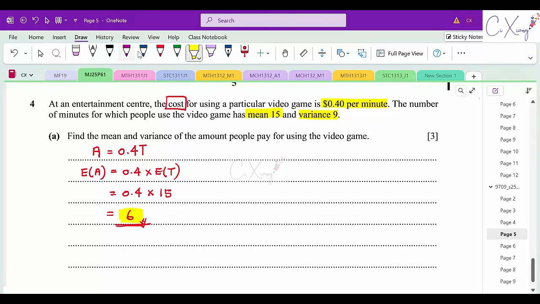Then for variance, how can we get the variance for A? Variance of A means variance of 0.4T. When you take out the 0.4 from the variance, you have to square the 0.4. So you have 0.4 squared multiplied by the variance of T. What is the variance of T that was given just now? Variance is 9. Simplify it, and you'll get 1.44.